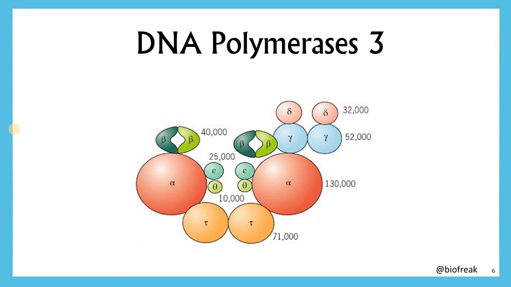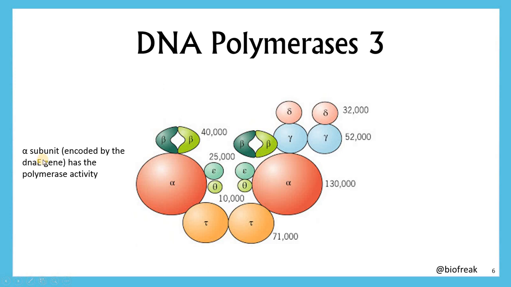The third one is DNA polymerase 3, the most important one, which is involved in replication. If you look at the structure of this, it is asymmetric in nature, and it has this alpha subunit, epsilon subunit, and theta subunit. Together, they form the core catalytic activity of this particular enzyme.